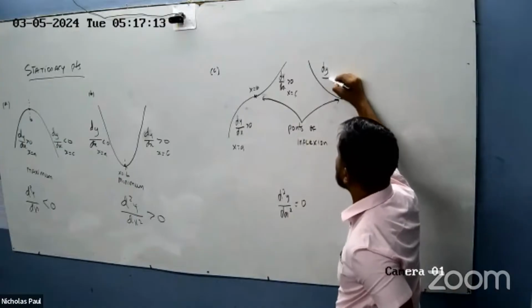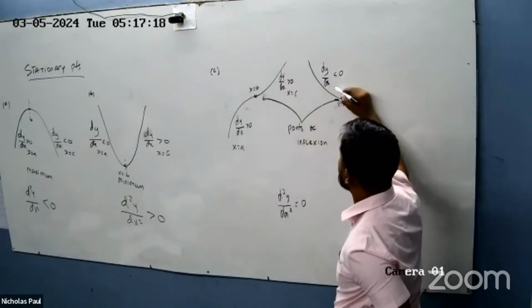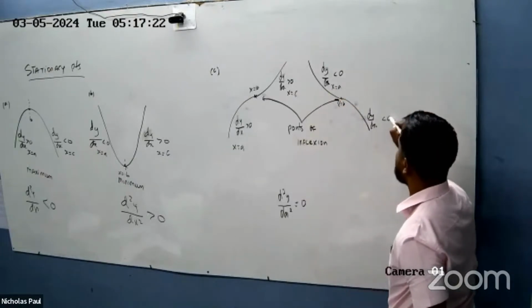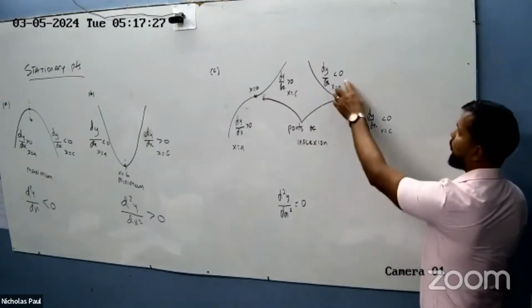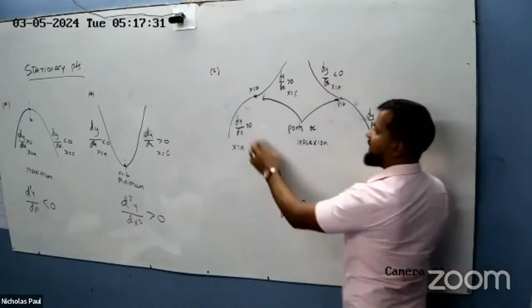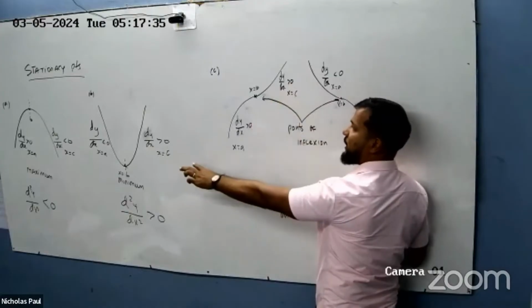Or on the other hand, if you have dy/dx less than 0 when x is equal to a, and you have dy/dx less than 0 when x is equal to c, no sign change, you have a point of inflection. So if the sign is not changing for the first differential, it is inflection. If the sign is changing, then it's a maximum or minimum.